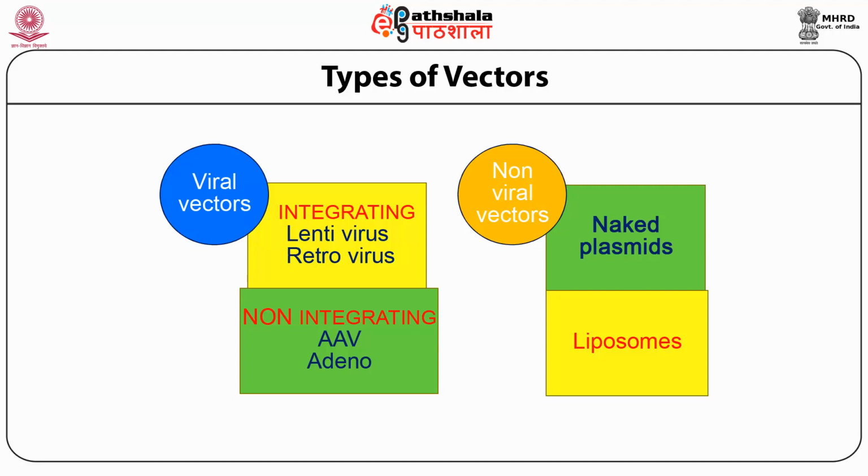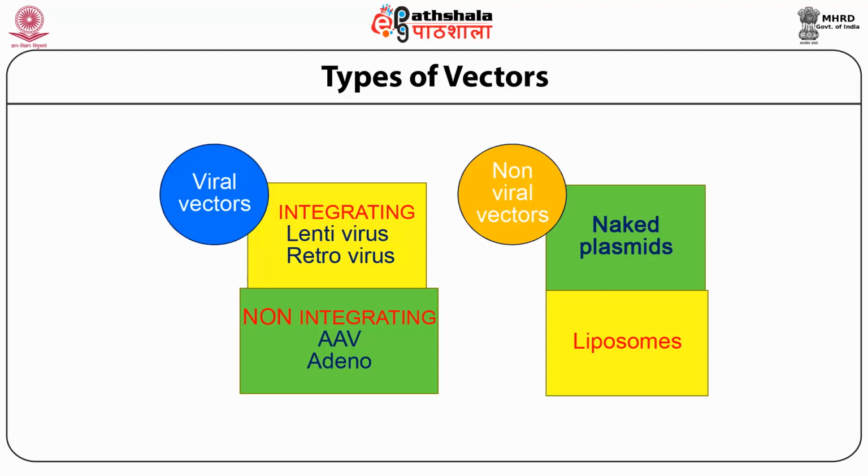Let's first talk about viral vectors. These are of two types, integrating and non-integrating. Why have they been chosen as vectors? Because they are very efficient in introducing their DNA into cells. Taking advantage of this quality, viruses have been engineered to remove essential genes involved in their assembly, replication, or infection and introduce therapeutic genes instead, to be delivered with high efficiency into the target cells.